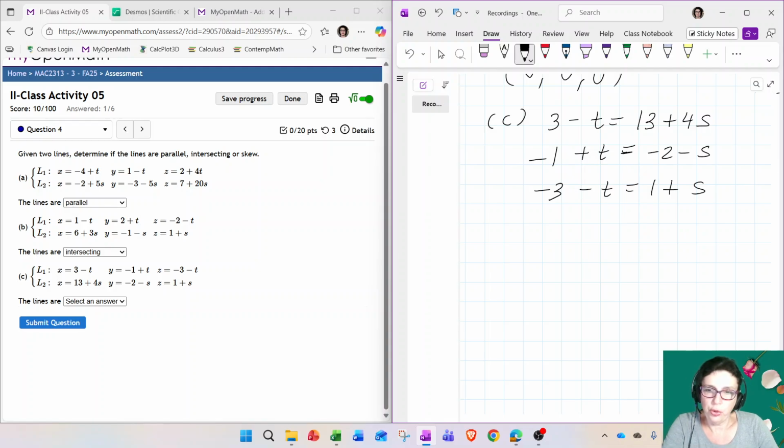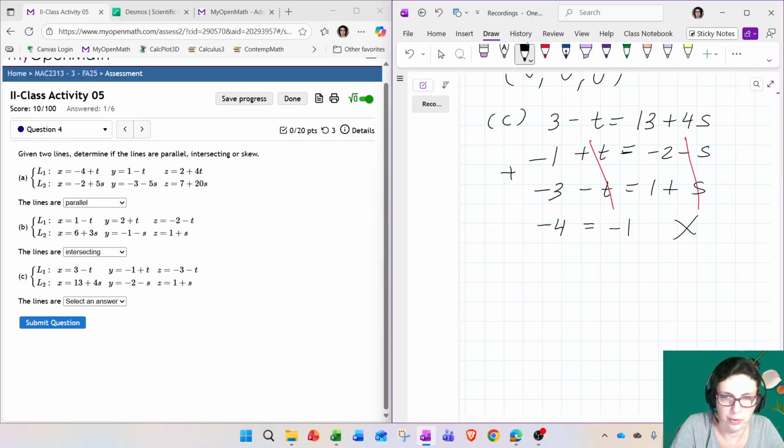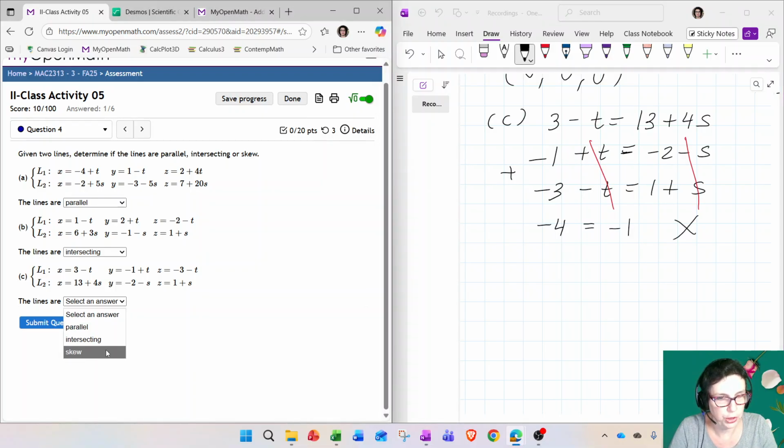Okay, so to solve this, let's go ahead and add up these last two equations. If we do that, t and -t will cancel, right? And then s and -s will cancel. And then we're going to see that -4 on the left-hand side equals -1 on the right-hand side, which is, of course, not true. So these two equations contradict each other. So these two lines are not going to have an intersection. So this is going to be skew.